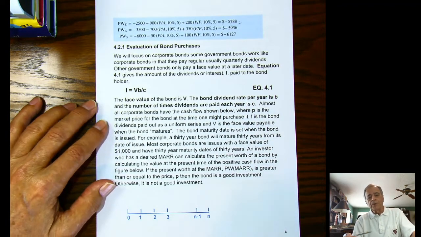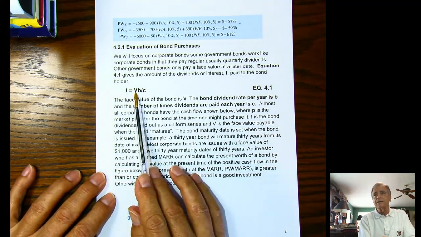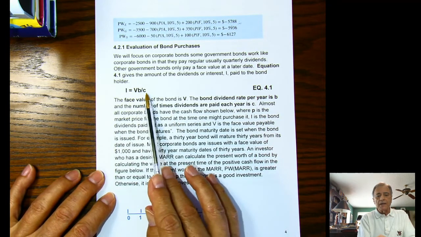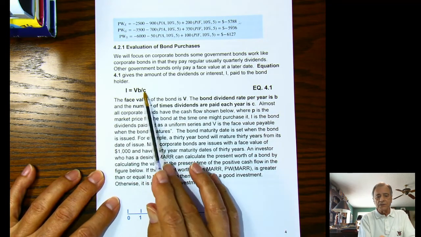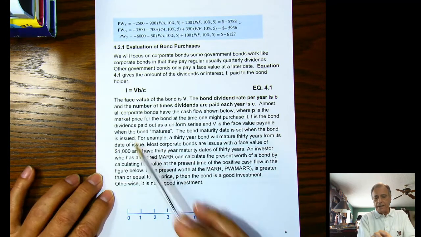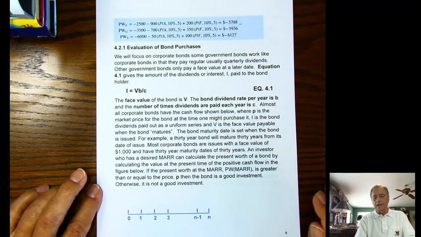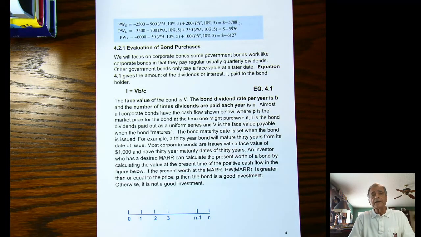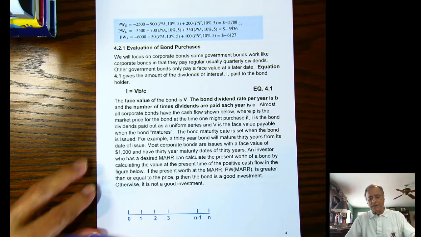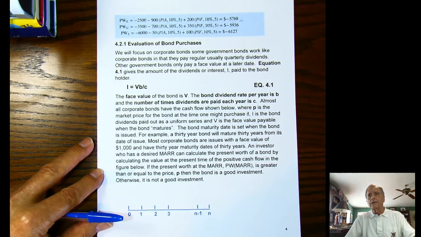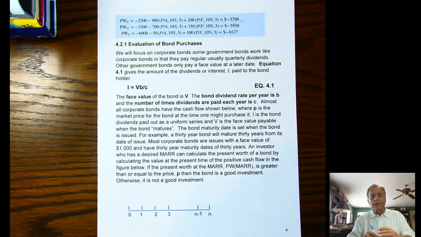Now, most corporate bonds have a face value of $1,000. Most corporate bonds pay dividends quarterly, so C would be 4, and then they pay different rates depending on the going rate in the market, and also depending on how stable the company is as an investment. So if the company is not financially stable, then they would have to pay a higher dividend rate to get you to buy their bonds.